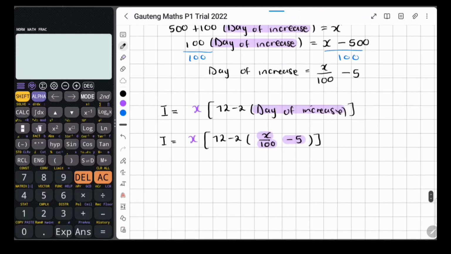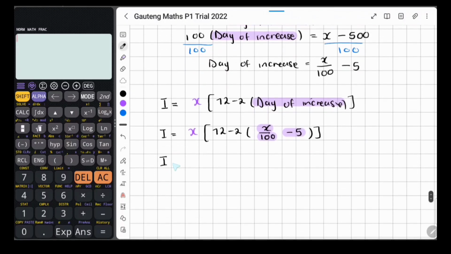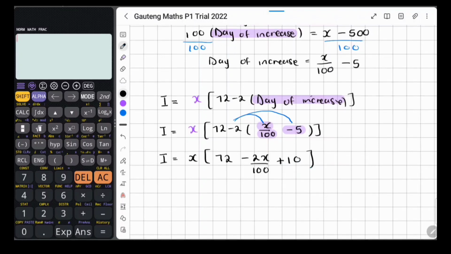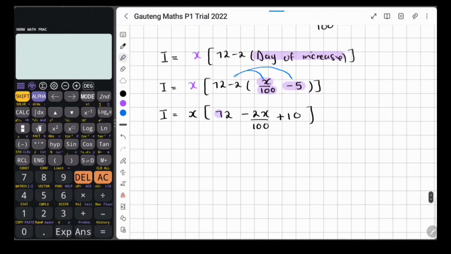Okay, so let's go ahead and simplify this. So it just means now that our income is going to be equal to, we still have the x, and then it's being multiplied by, let's sort out what's inside here first. So we just have 72 first, then the negative 2 is going to multiply by the x, and remember the negative 2 is really on the numerator, so it's like negative 2 times x, which is negative 2x over 100. And then we have negative 2 multiplied by negative 5, which will give you a positive 10. Okay, then we can go ahead and just put the 72 and the positive 10 together since they're both numbers.